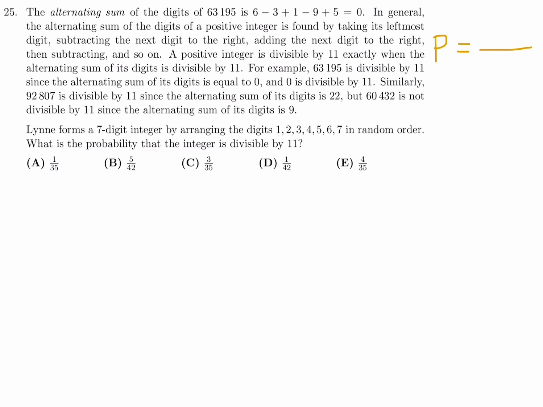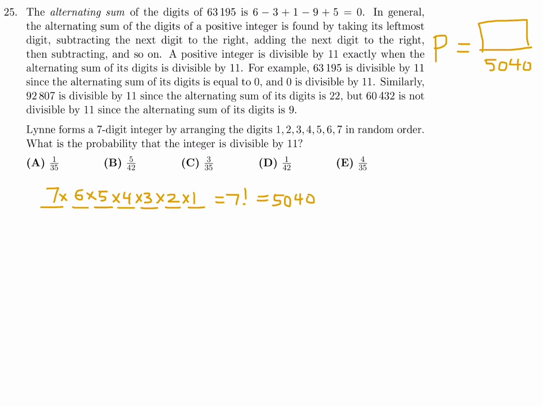So we have 7 digits: 1, 2, 3, 4, 5, 6, 7. For the first digit, we can put any of the 7 choices. 6 choices for the next one, because they all have to be different digits. And so on, 5, 4, 3, 2, 1. So the total number of combinations of numbers that you can make is essentially 7 factorial. And 7 factorial is 5040. So that's the total. And therefore, because it's a probability question, that goes in the denominator.